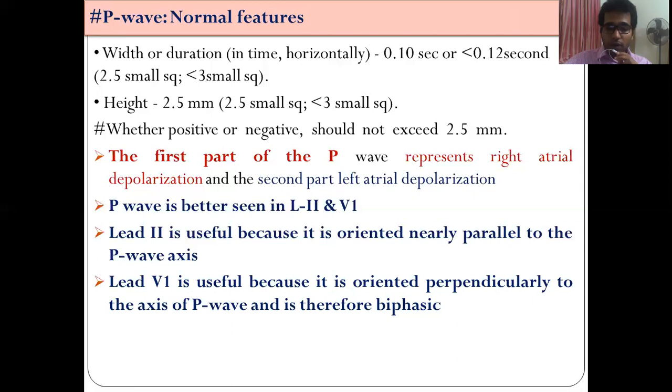Okay, therefore, in the very early ECG lecture, I told you that when there is a 90-degree angle between the electrical axis of the heart and the lead axis, a biphasic deflection, or biphasic wave, will be produced.